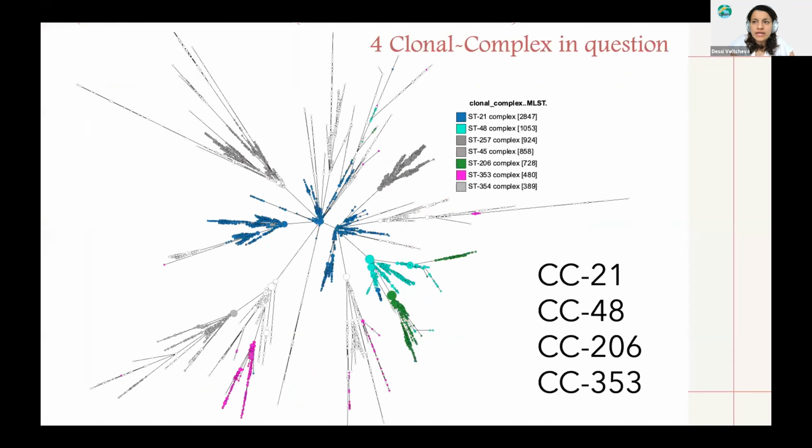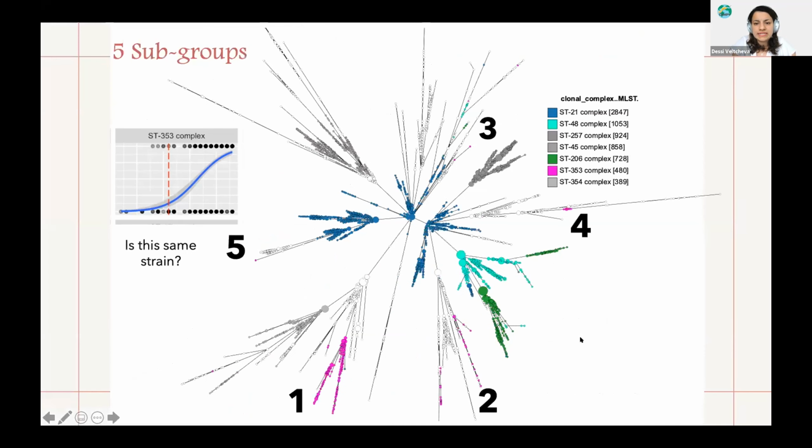When the Maiden Lab made the clonal complexes and the MLST scheme, they had already identified 21, 48, and 206. These are the dark blue in the middle, the light blue, and the green, which are also found in a couple of other places, forming a clonal complex in question, if you can say that's the word. But clonal complex 353 is something that we haven't mentioned before. What we can see is that they're actually found all across the tree.